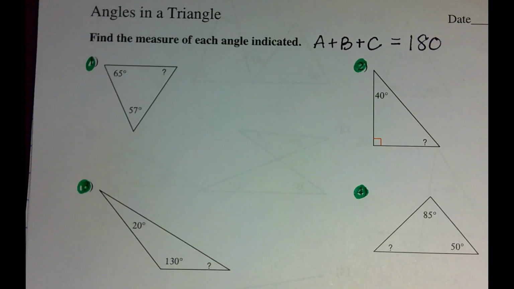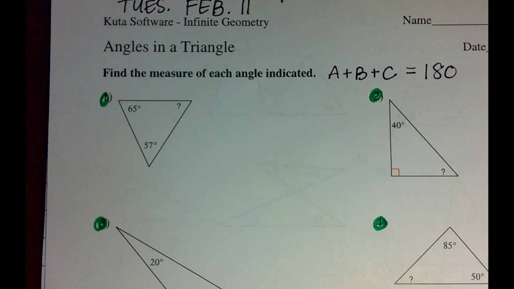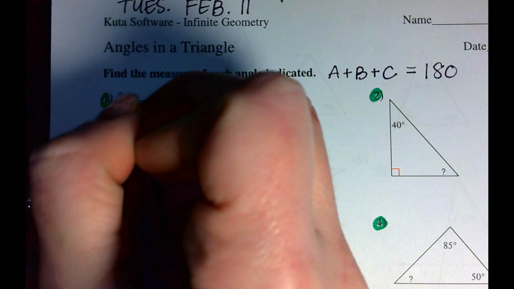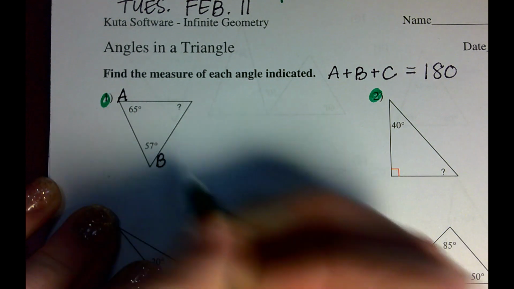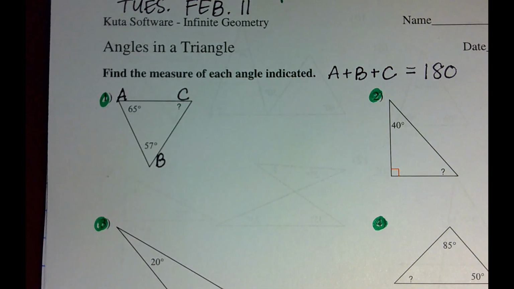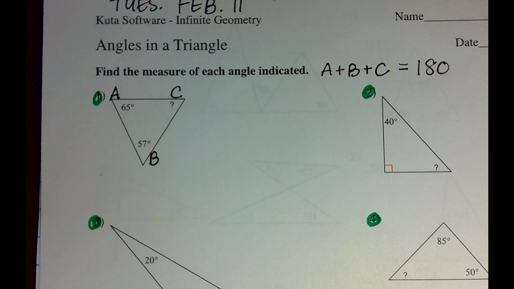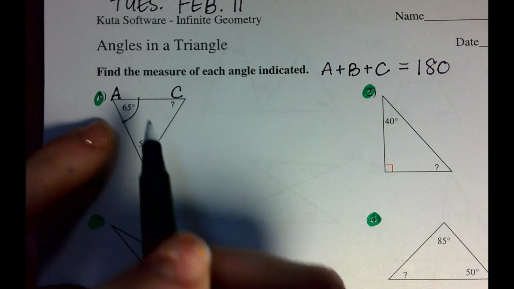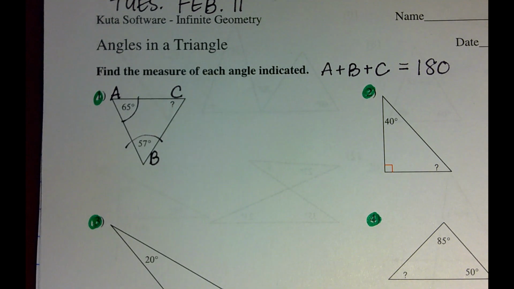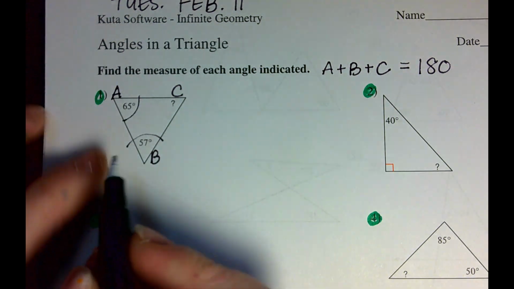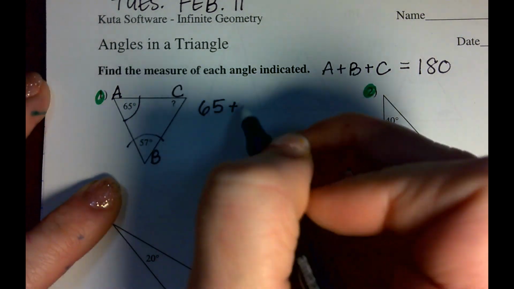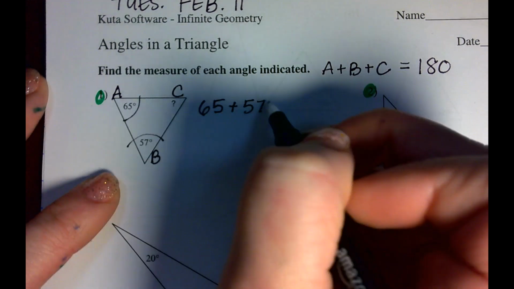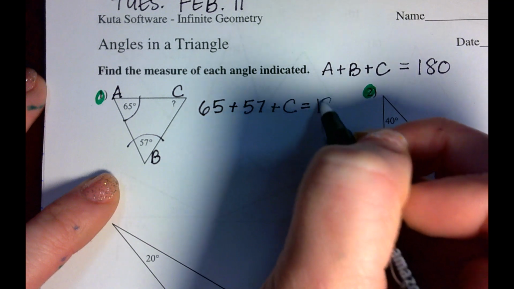So let's look at number 1, for example. Zoom in on that a little, or recenter. Let's say I make 65 degrees, angle A. I make 57 degrees, angle B. And I make my question mark, angle C. How could I solve for my missing angle? Plug A and B into your equation. Yeah, we're just going to plug in the values that we do know. A is 65, B is 57. So instead of A plus B plus C, we'll write 65 plus 57 plus C, good, equals 180.